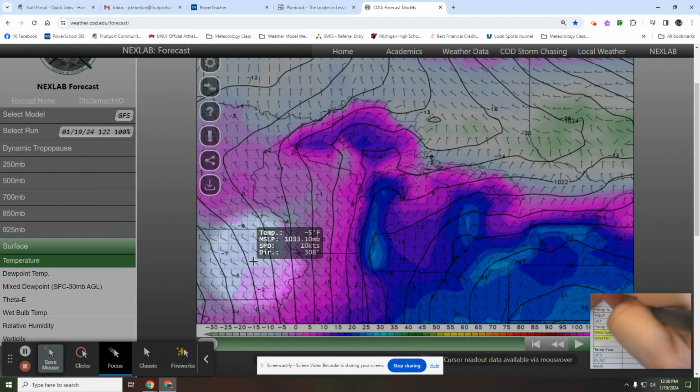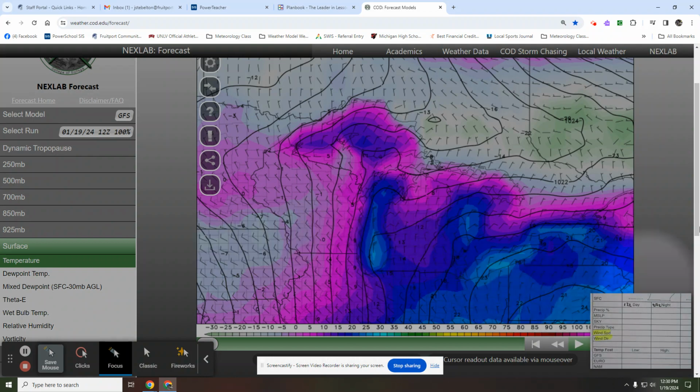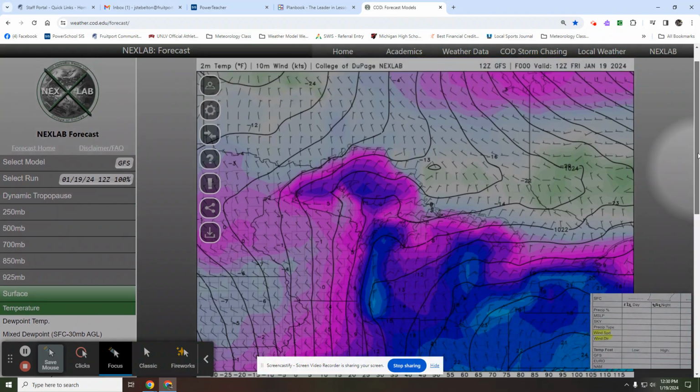But for day, I usually look at 12Z and then 00Z for night. So you can't always do that for all of these variables like temperature. You have to look at the high and low throughout the day. But day would be 7 a.m., 12Z, and night would be 7 p.m., 00Z. So let's just look at how we forecast this.